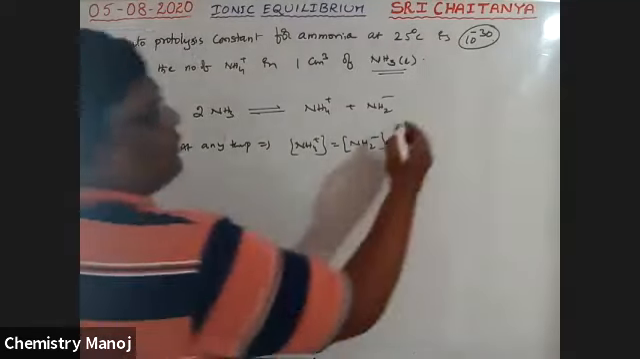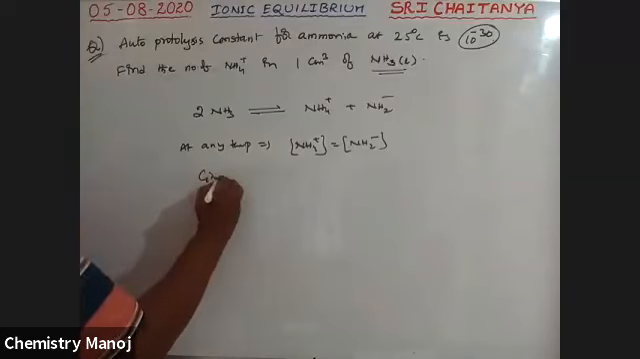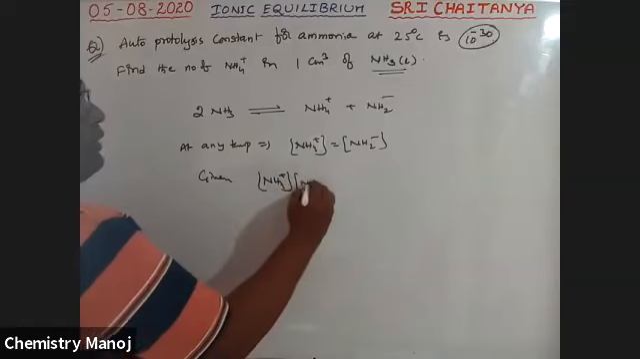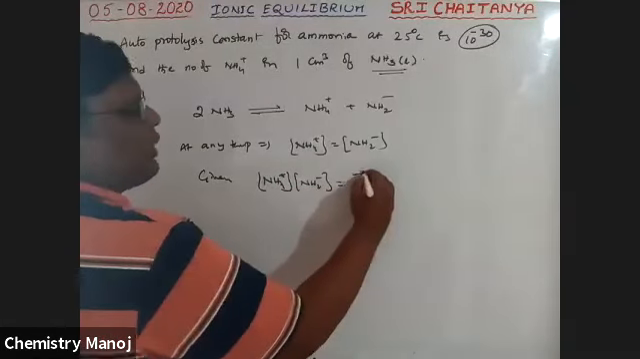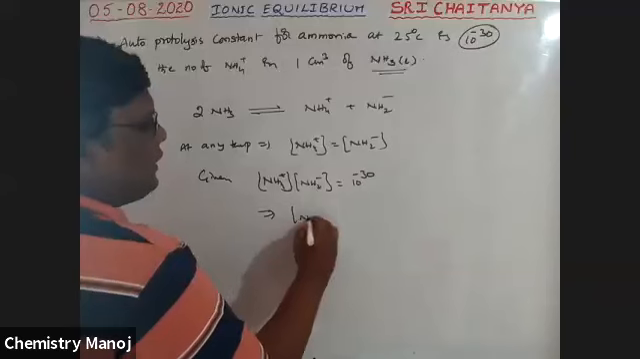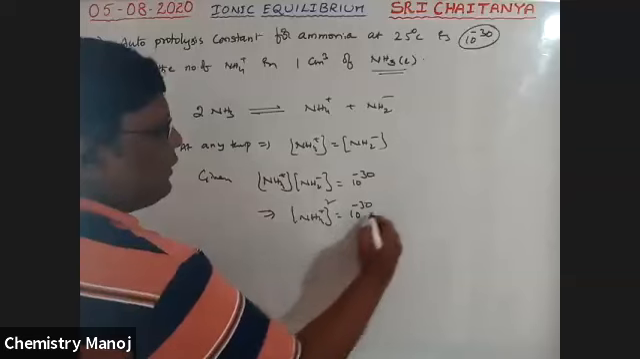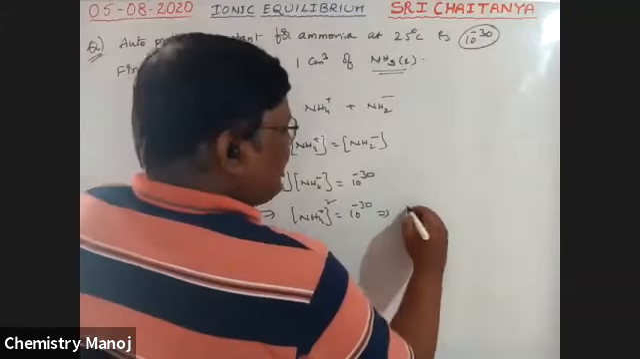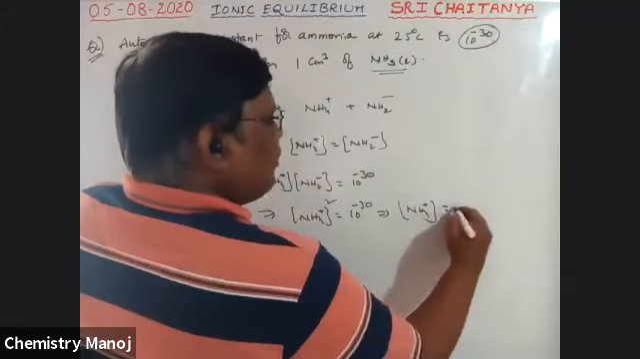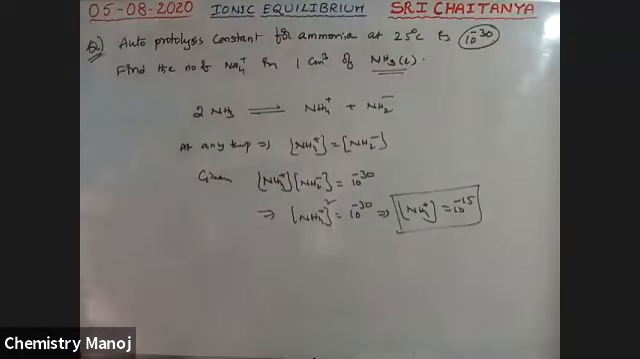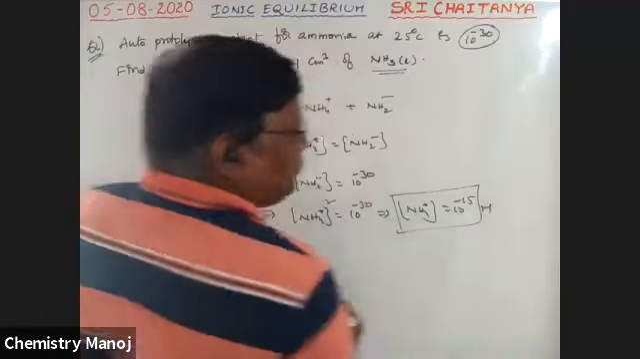So given, NH4+ ion concentration into NH2- ion concentration is equal to 10 power minus 30. That implies NH4+ ion concentration whole square is equal to 10 power minus 30. That implies NH4+ ion concentration is equal to 10 power minus 15. So 10 power minus 15, it is M, molarity there.